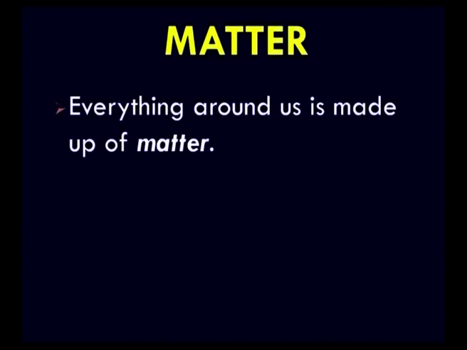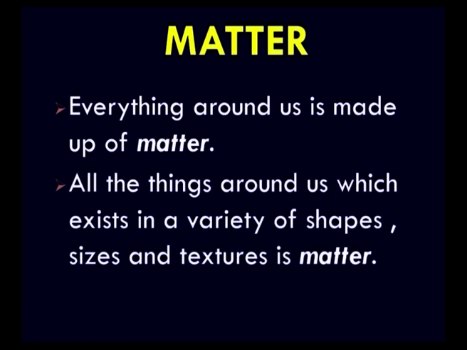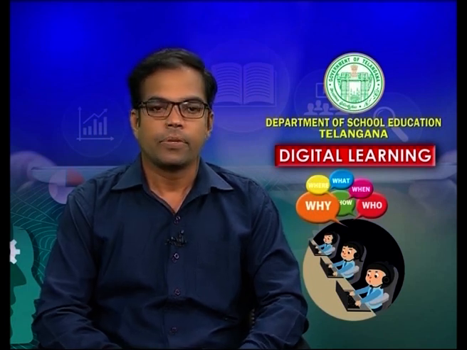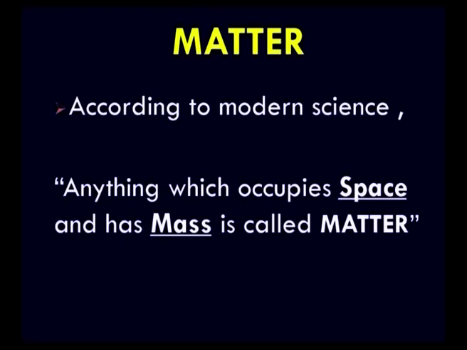Now let us discuss the matter. Everything around us is made up of matter. All the things around us which exist in a variety of shapes, sizes and texture is matter. That means the things around us, chalk piece, table, blackboard, chair, whatever it may be, they have variety of shapes, sizes and texture. According to modern science, let us define the matter. Anything which occupies space and has mass is called matter.